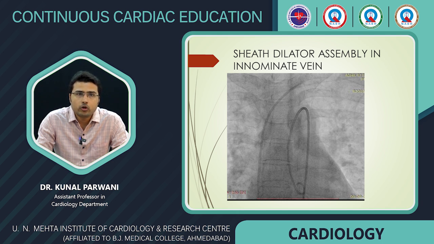Before introducing the Mullins sheath and dilator, you have to check the length of the sheath and dilator and its compatibility with the needle on the table. You have to tally that before selecting the sheath. After placing the Mullins sheath in the innominate vein, remove the exchange length wire, leaving the Mullins sheath and dilator in the innominate vein.